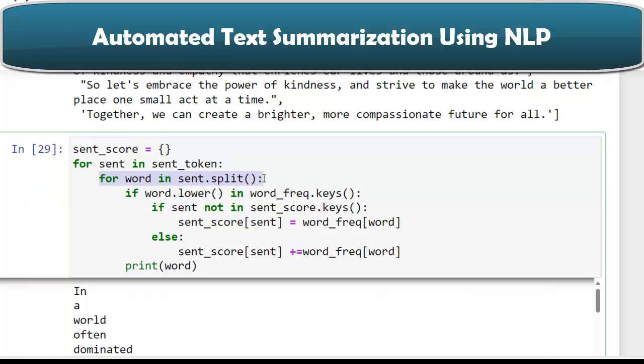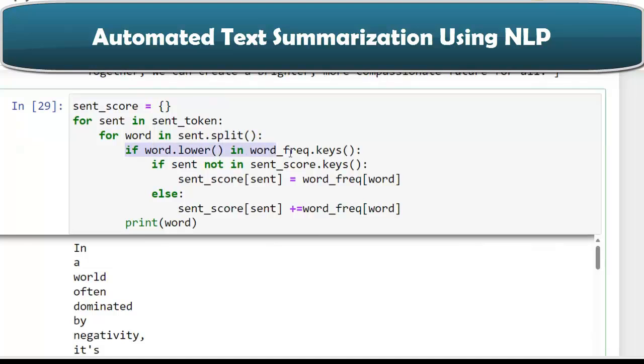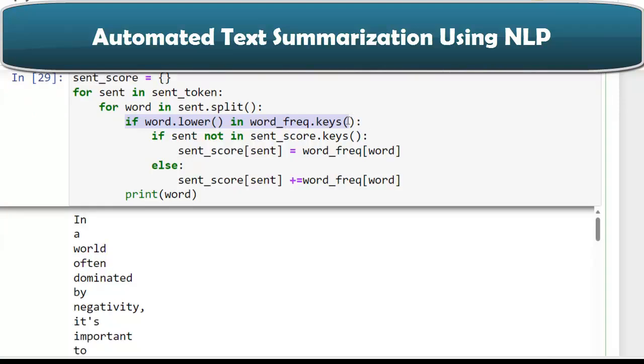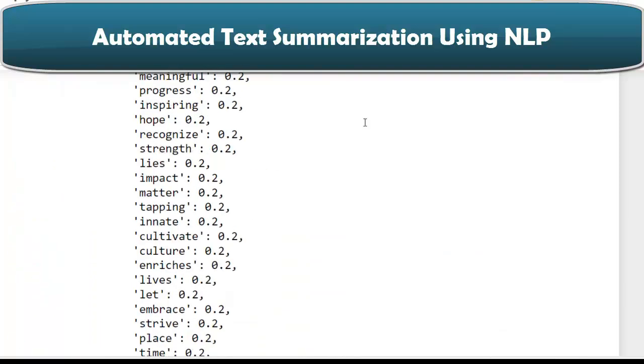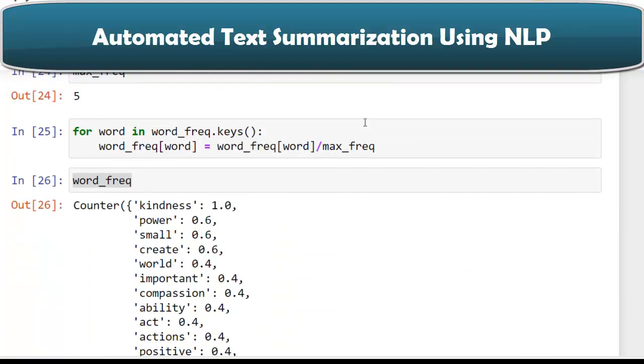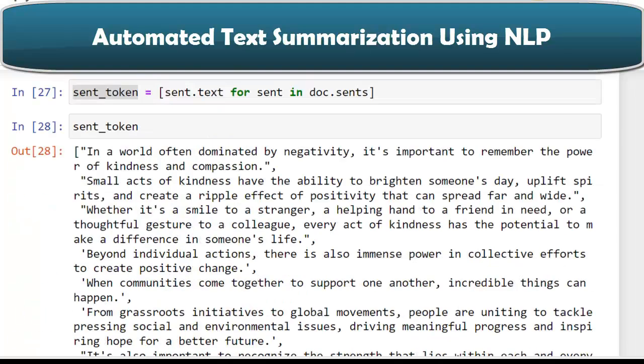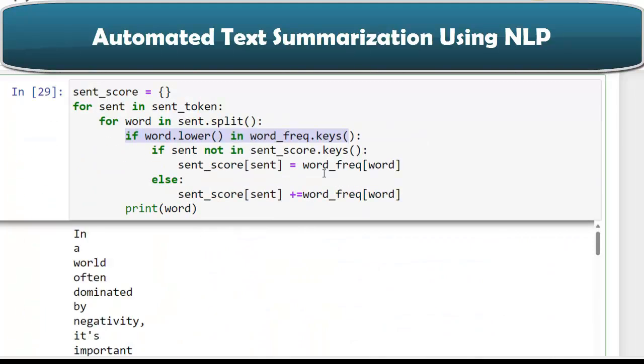Now this line, for word in sent.split, this nested loop splits each sentence into individual words and iterates over them. Now this if statement, if word.lower in word_frequency.keys, checks if the lowercase version of the word exists as a key in the word frequency dictionary, this one, ensuring that we are only considering the words that have frequencies calculated.